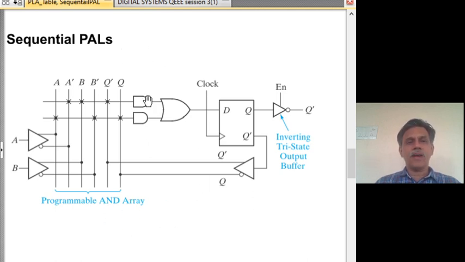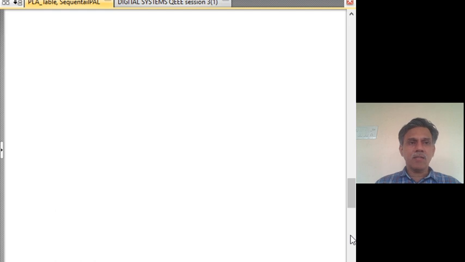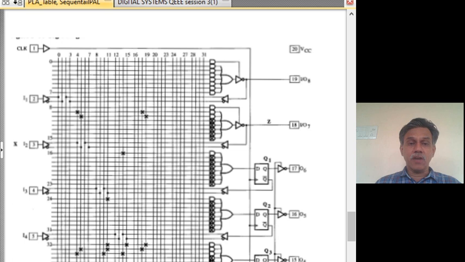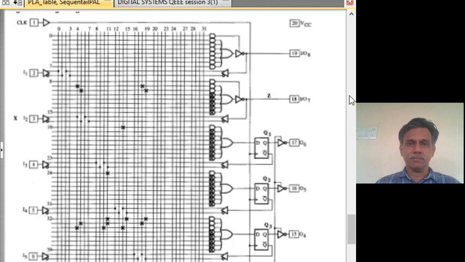So, a full finite state machine can be realized using this. Here we have shown only two inputs, one state variable and no output. In general, we can have a circuit where the number of inputs, state variables and outputs can be larger.